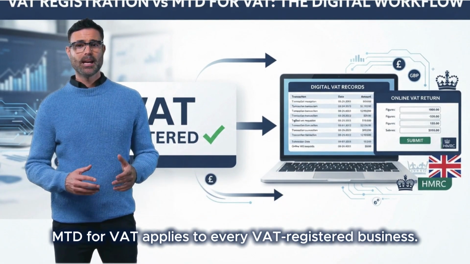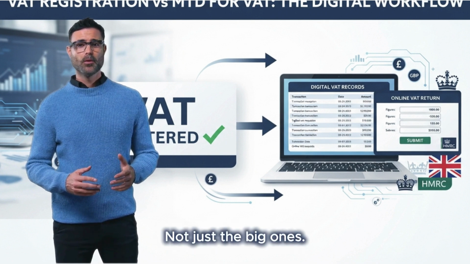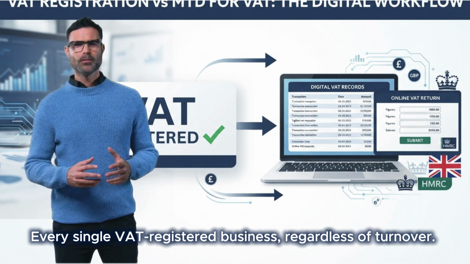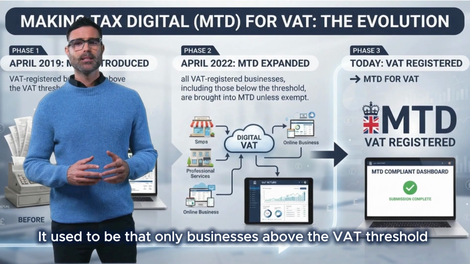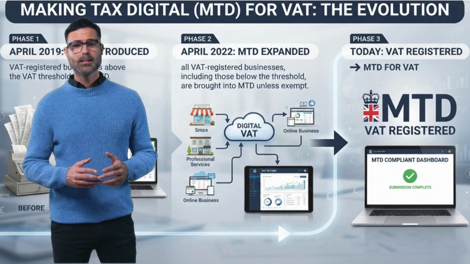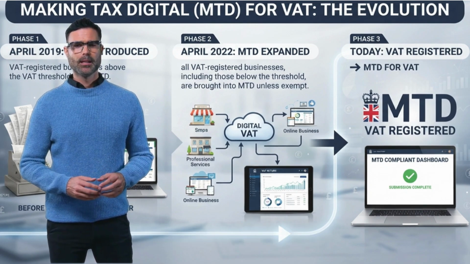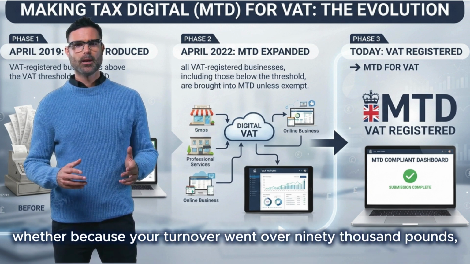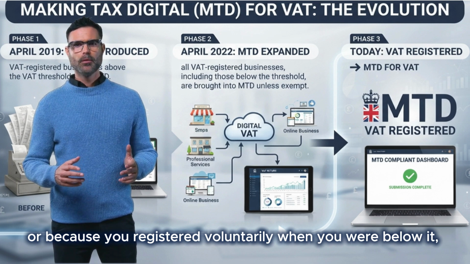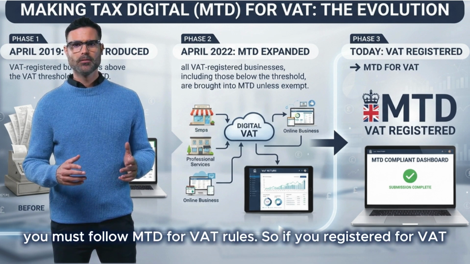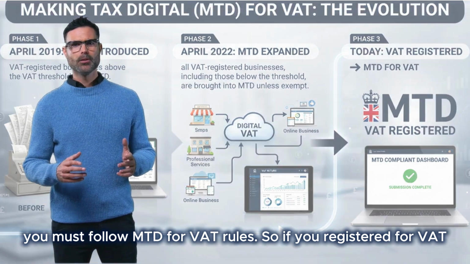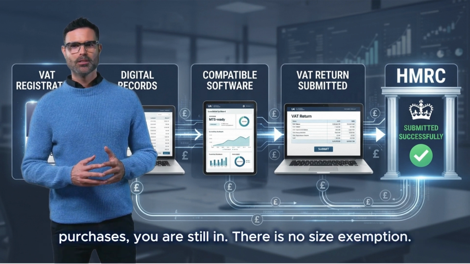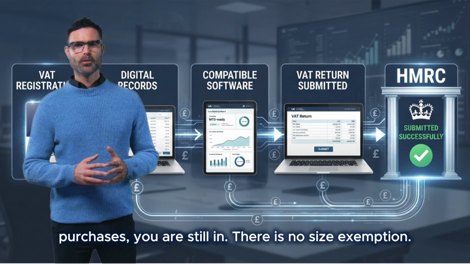Here's the part that surprises people. MTD for VAT applies to every VAT-registered business, not just the big ones, not just those over the threshold. Every single VAT-registered business, regardless of turnover. It used to be that only businesses above the VAT threshold had to comply. That changed in April 2022. Now, if you are VAT-registered at all, whether because your turnover went over £90,000 or because you registered voluntarily when you were below it, you must follow MTD for VAT rules. So if you registered for VAT voluntarily to look more established or to reclaim VAT on purchases, you are still in. There is no size exemption.